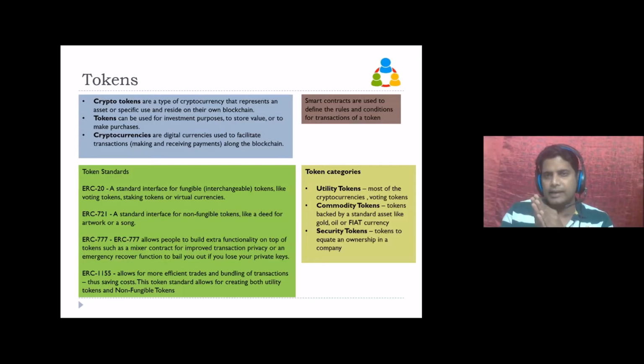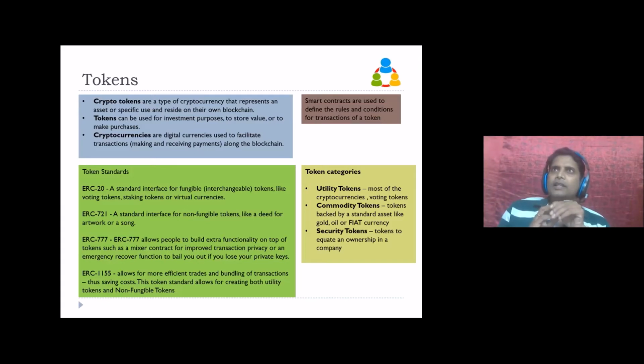Okay, similarly, crypto tokens can be created using smart contracts, and they can also define what is a token, what should be the parameters of the token, how much the value should be, what it represents. There are multiple categories of tokens. Let's say utility token is one, there are commodity tokens, and then security tokens. Security token is something which says ownership of a company.